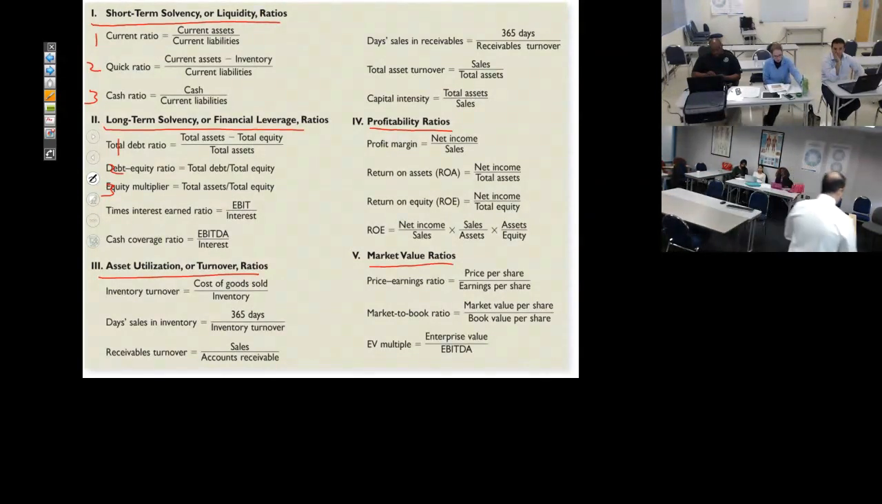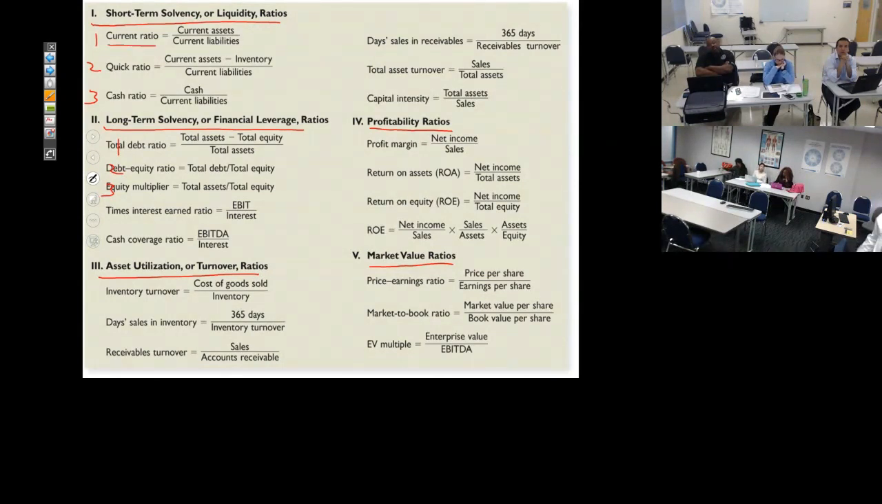Okay. Now let's talk about them one by one. And when we discuss one of the ratios, I'll give you exercise to calculate it, and that will be that easy. Make sense? Okay. Now the first one in the short-term solvency, and again, to remind you that short-term solvency means the company's ability to pay its short-term liability. Okay, so one of them is the current ratio.